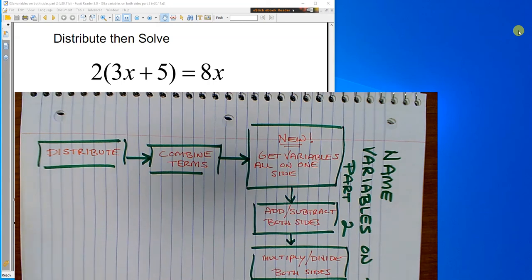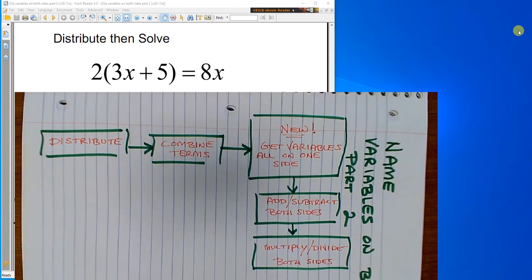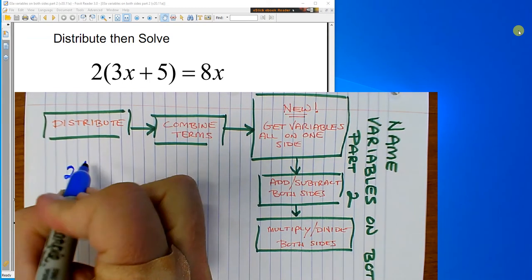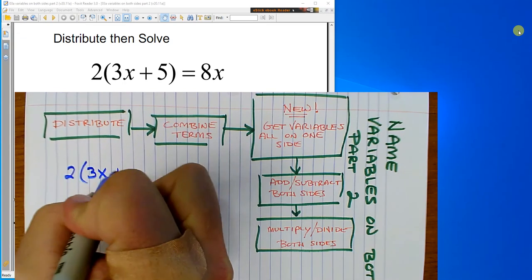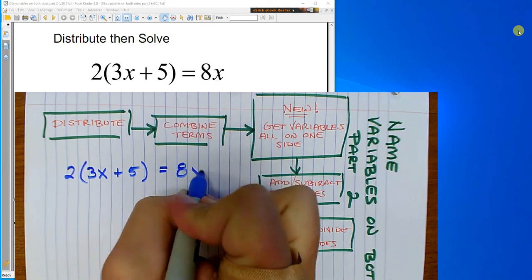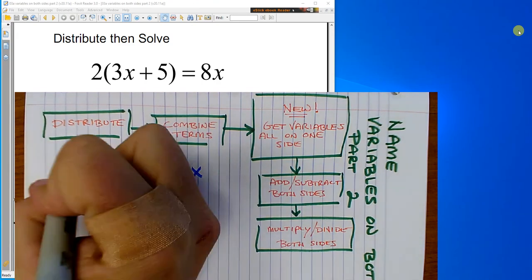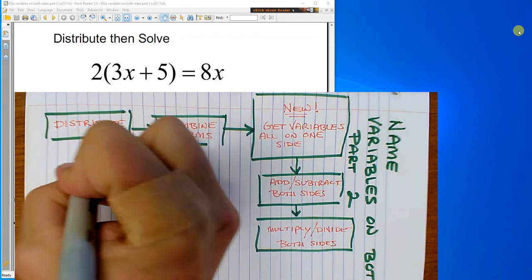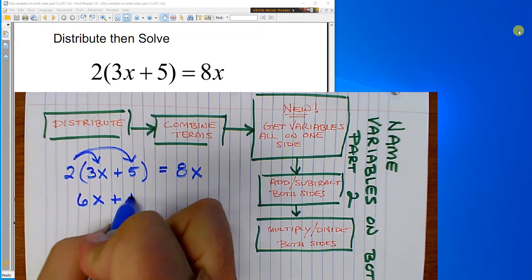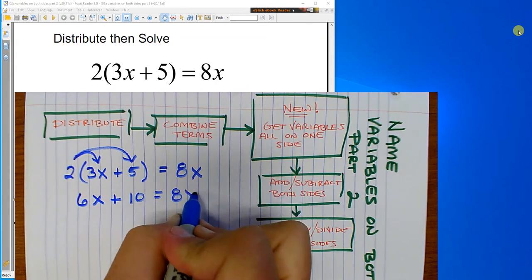All right, so let's do a problem. We're going to follow that flow map to do this problem. Let's see, I need a new color. How are these colors? Let's go with blue. So let's distribute first. That's going to give me 6x plus 10 equals 8x.